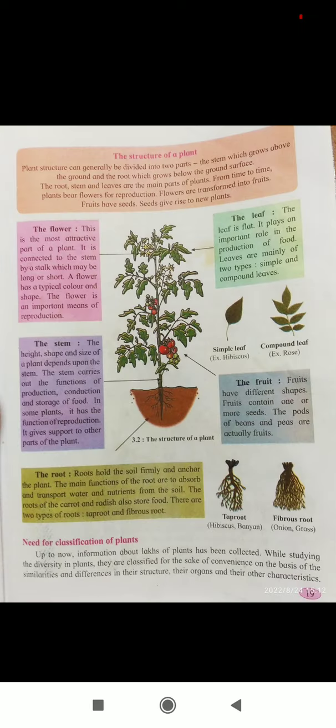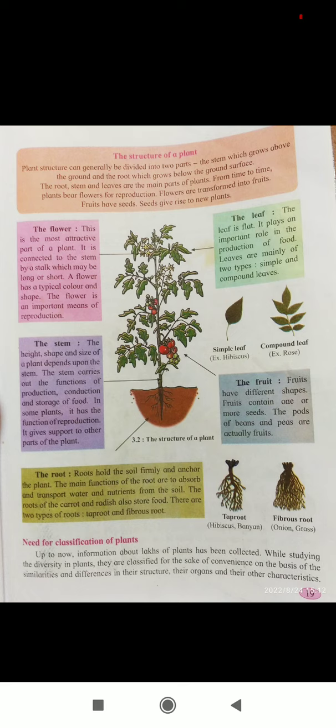The structure of a plant. The structure can generally be divided into two parts: the stem, which grows above the ground, and the root, which grows below the ground surface. The stem, leaves and root are the main parts of the plant. From time to time, plants bear flowers for reproduction. Flowers get transformed into fruits. Fruits have seeds. Seeds give rise to new plants.